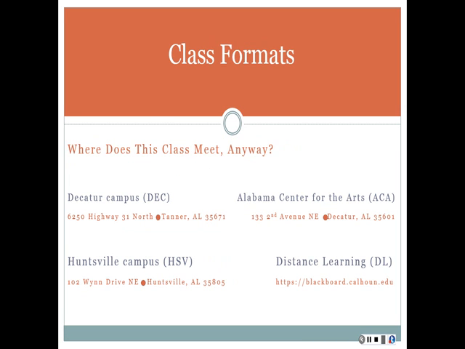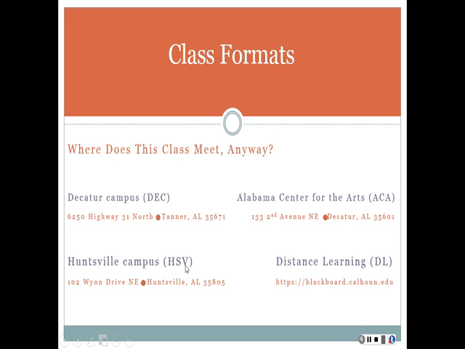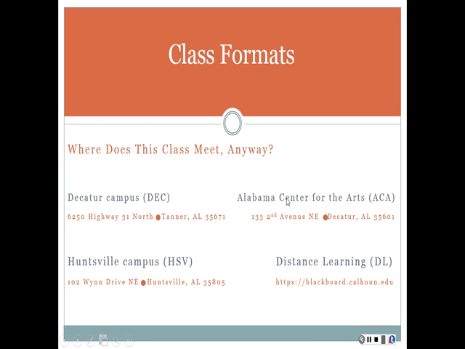So class formats, important things to know. Where does my class meet? If it has DEC, that's the Decatur campus. We have one for the Huntsville campus. There's the Alabama Center for the Arts on 2nd Avenue, downtown Decatur. And then, of course, distance learning classes are on Blackboard.